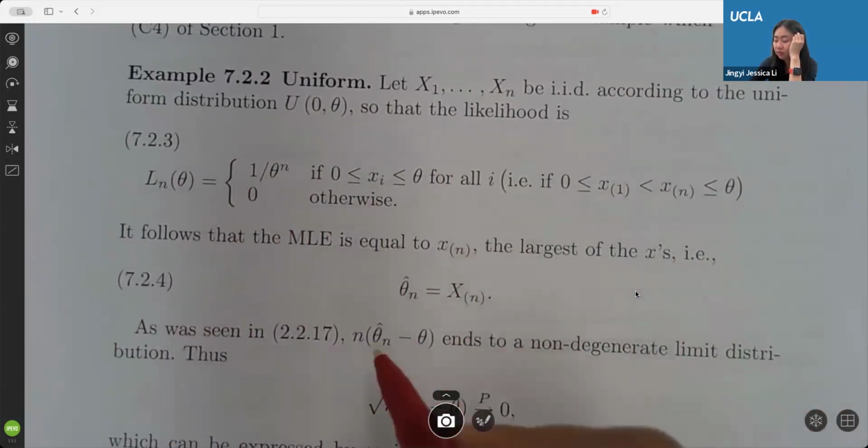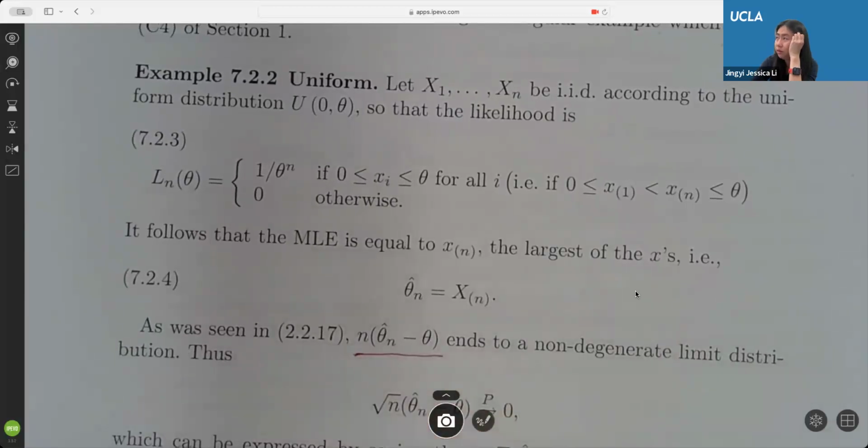And we know this result. Remember, we talked about this when we talked about extreme order statistics. N times the maximum minus the boundary follows what? Something like an exponential distribution, right? Minus exponential distribution, because this is negative. So, if this converges to a non-degenerate limit distribution, non-degenerate means that it's not a point mass, it's a distribution that can take multiple values.